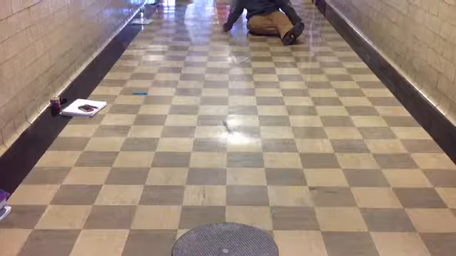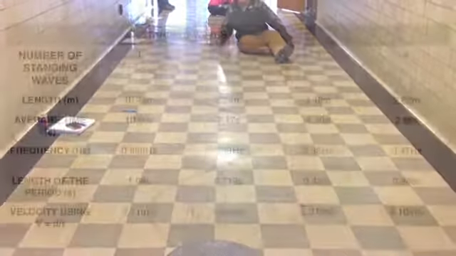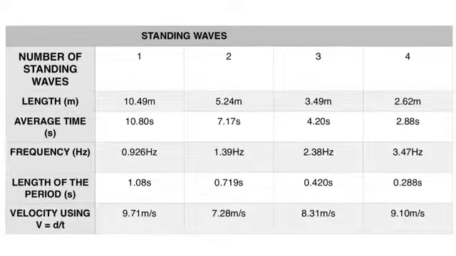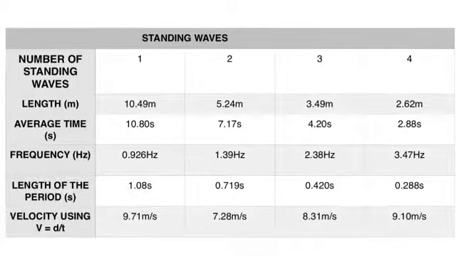With three standing waves, the velocity was 8.31 meters per second, and with four standing waves, the velocity of each was 9.1 meters per second. Therefore, we conclude that the number of standing waves present doesn't affect the velocities of the waves.